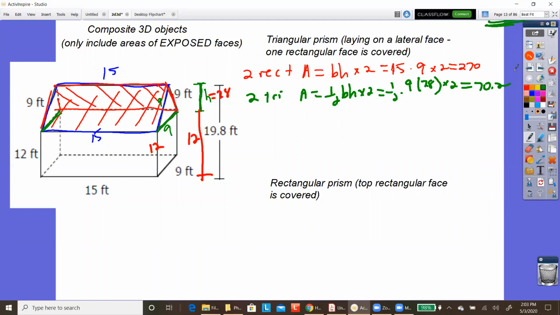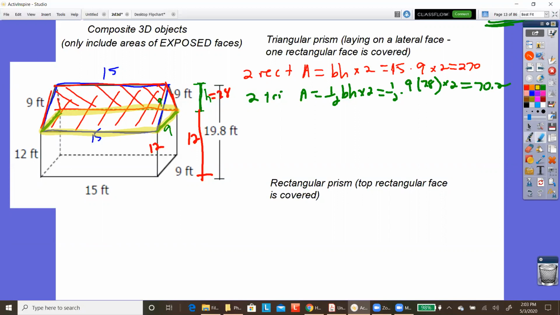So that's all you're dealing with in the triangular prism. Notice that one of the faces of the triangular prism, which would be this 15 by 9 rectangle there, we do not use because it is covered. And that's also the top of the prism on the bottom. It is covered by the other prism, so we don't count it in our calculations. So I'm done with the top shape.